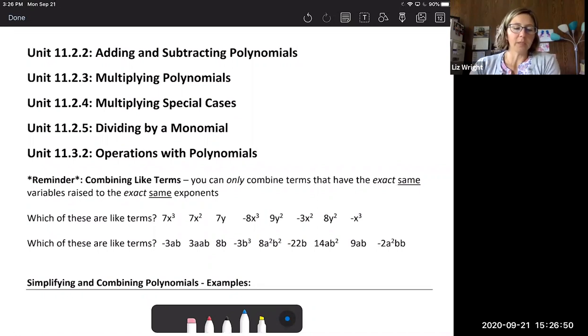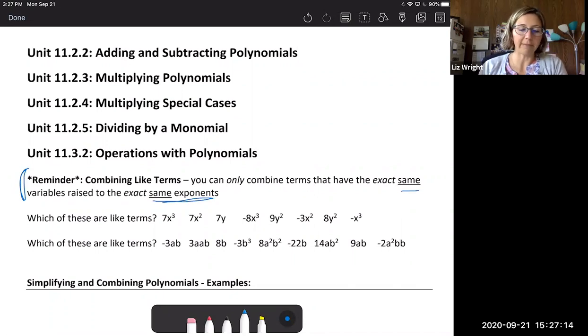So the first part that we like to do is just to remind you, because we're going to be doing some things today about combining like terms. And so we just need to remind ourselves, what does it mean to have like terms? And again, here's your reminder that in order for something to have like terms, they have to have the same exact variable raised to the same exact power, or they have to have the same exact exponents in there.